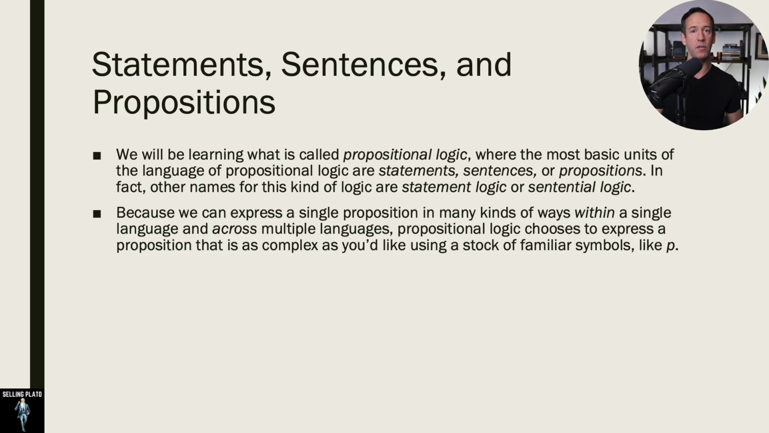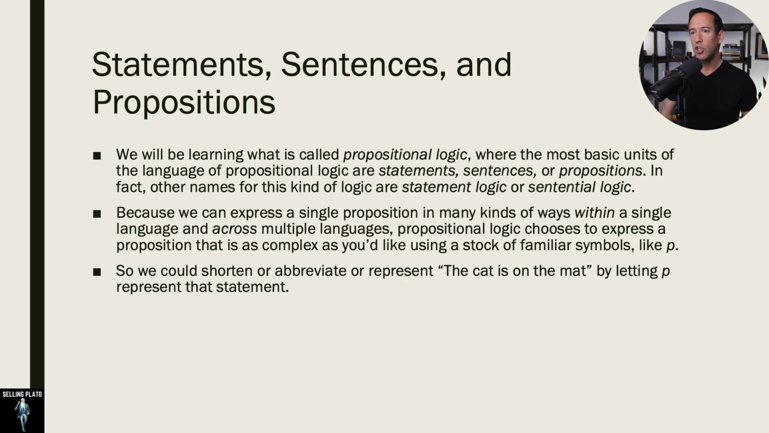An example of that is just the letter P. So in propositional logic, we can use just single letters to represent very complex things, right? Just like in ordinary language, we use all kinds of objects to express other things in the world. So we could shorten or abbreviate or represent "the cat is on the mat," that sentence that we started out with, by letting P represent that statement. That's one of the things that our logical language allows and often does, is let a single letter represent a much more complex sentence or proposition.